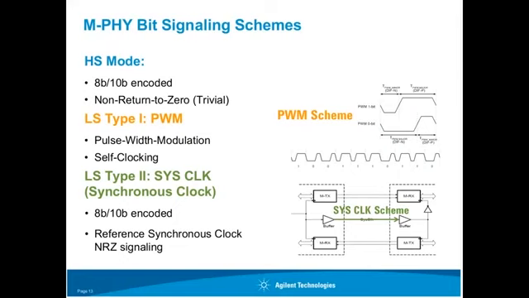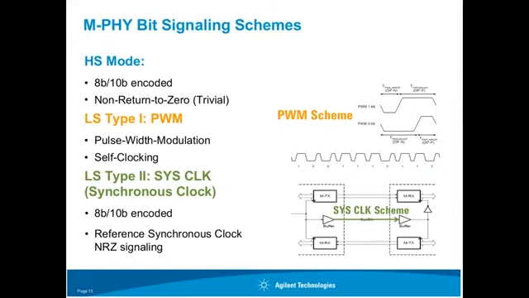So if you remember the previous slide, I talked about there's no clock on the M-PHY interface. So how do they transmit the clock? The clock has to be embedded into the bit stream instead. The high-speed mode uses the 8B10B encoding scheme, which is a very common clock recovery that you will find in many high-speed interfaces such as USB, PCI Express, and SATA.